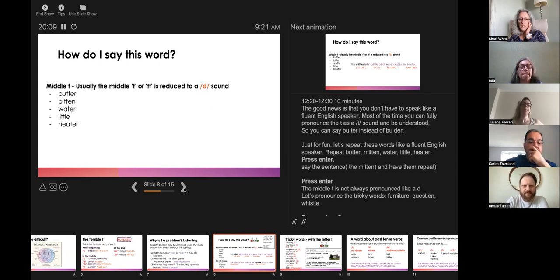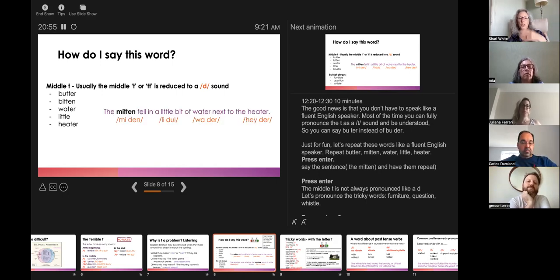So let's practice. Usually the T in the middle is pronounced like a D, okay? And the good news is you don't have to pronounce it this way, like Juliana asked, but let's pretend we're fluent speakers and try this. I'm going to say it and you're going to repeat it. Butter. Bitten. Water. Little. Heater.